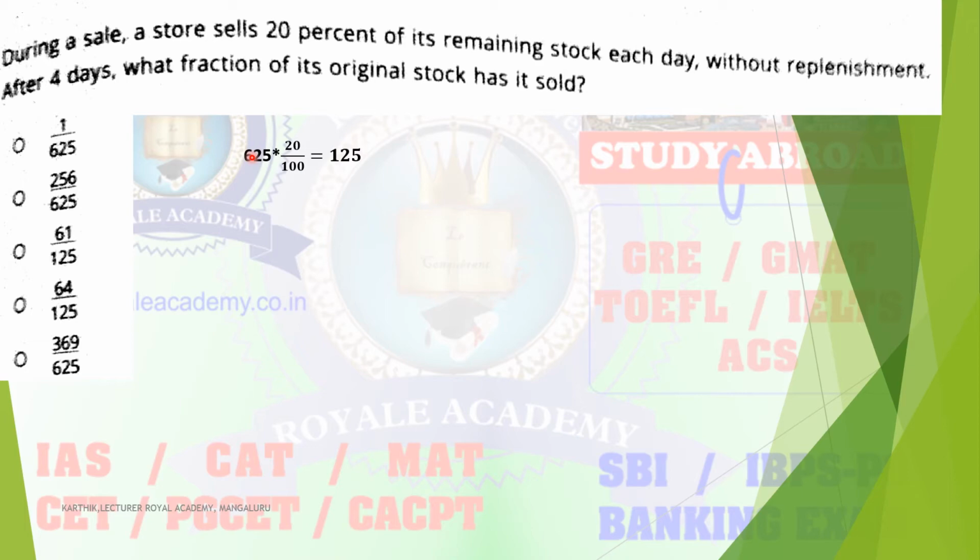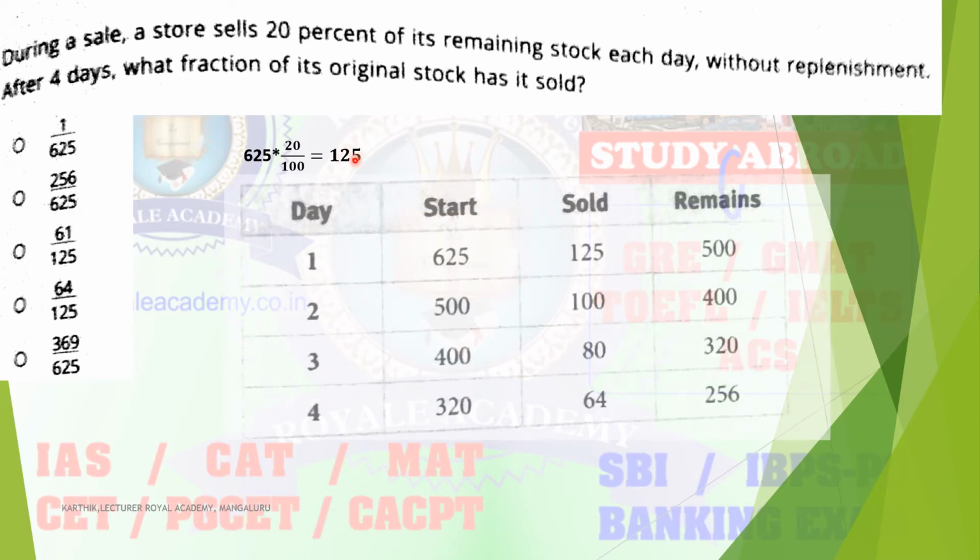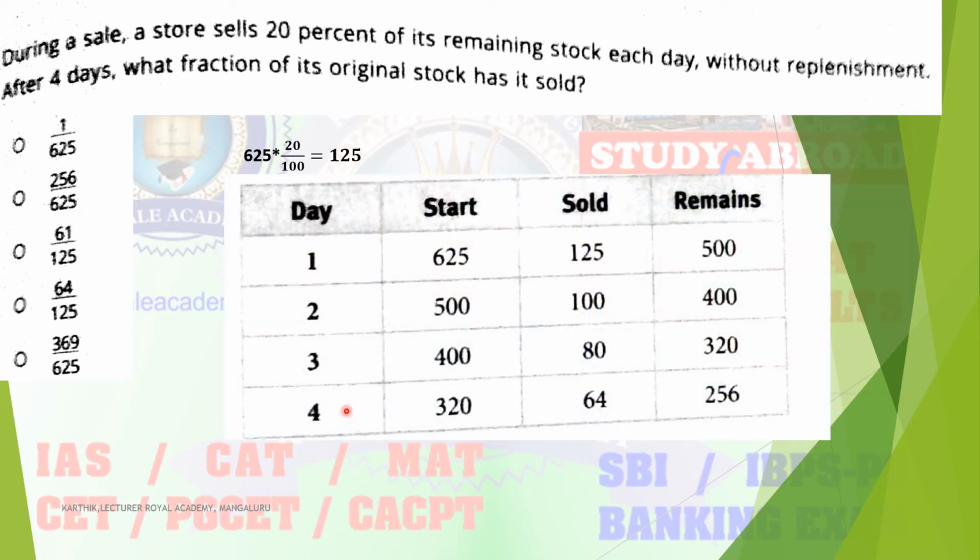Total number of items is how much? 625. On the first day, how many items did he sell? 20% of 625. How much? 125 items he sold. Similarly, you have to find out for 4 days. The first day starts with 625 and sold is 125 items. Remaining items is how much? 500 items on the first day. Second day starts with the 500 items. So 20% of 500 is how much? 100 items he sold.